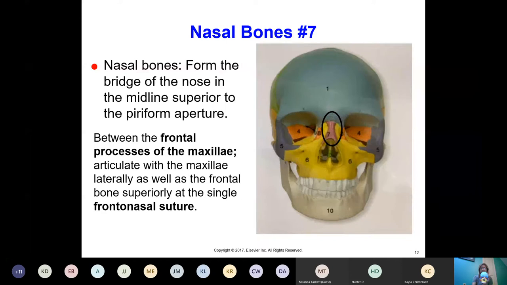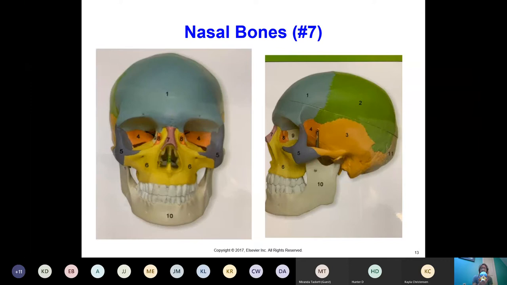And these are pictures of the nasal bones. They're number 7, and they're the purple ones right on the top on the frontal view, and then you can see them on the lateral view.